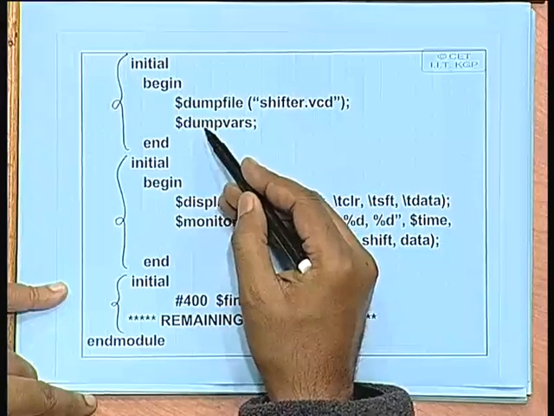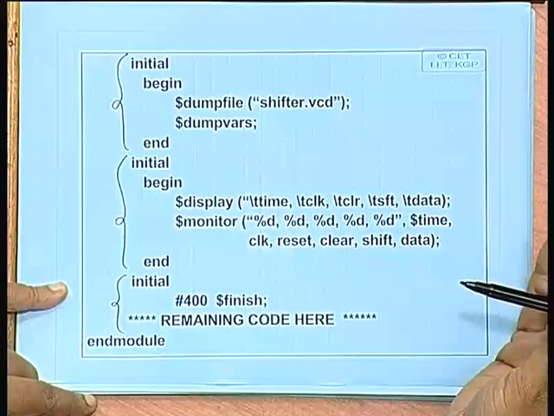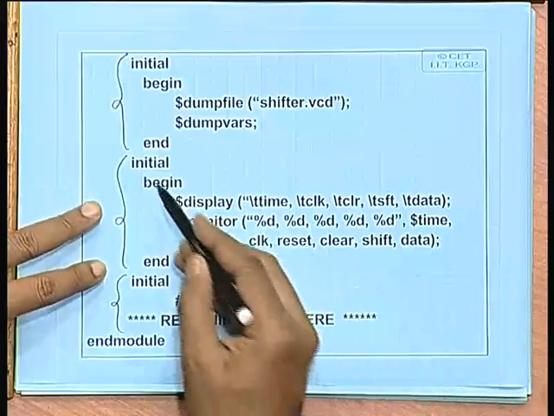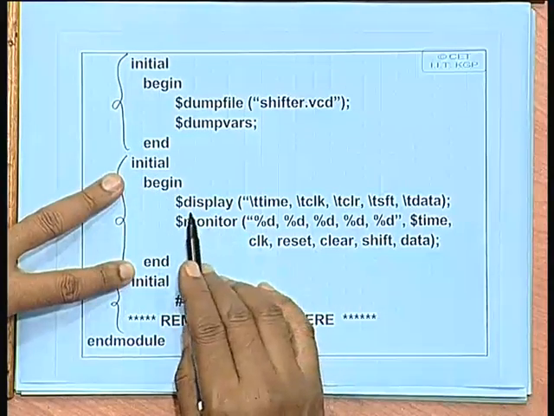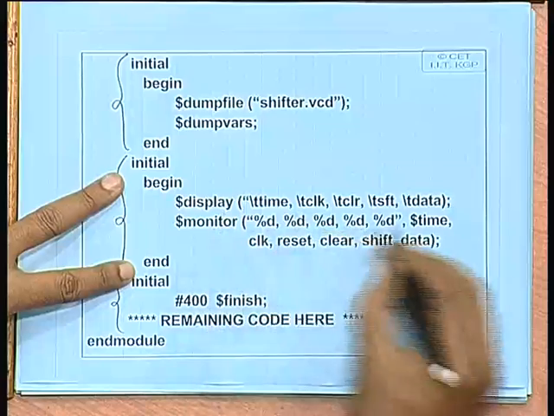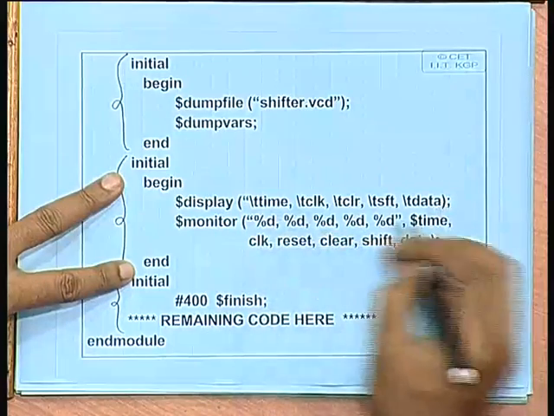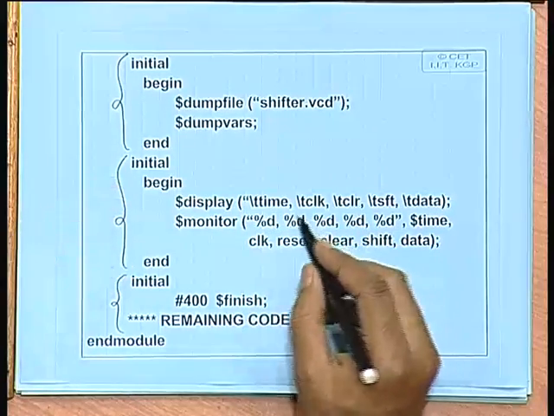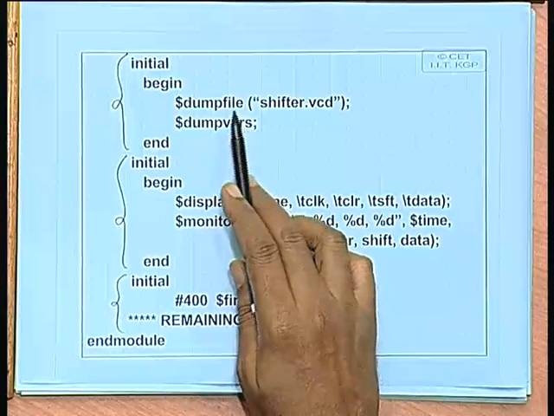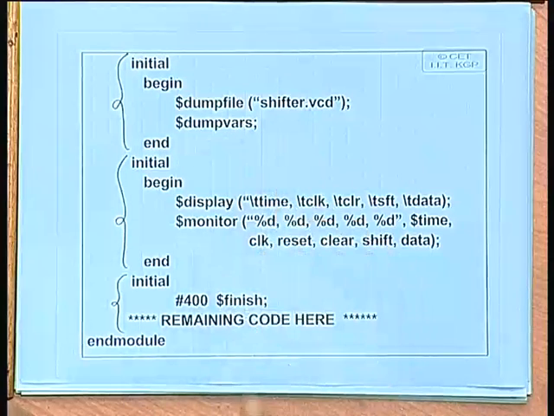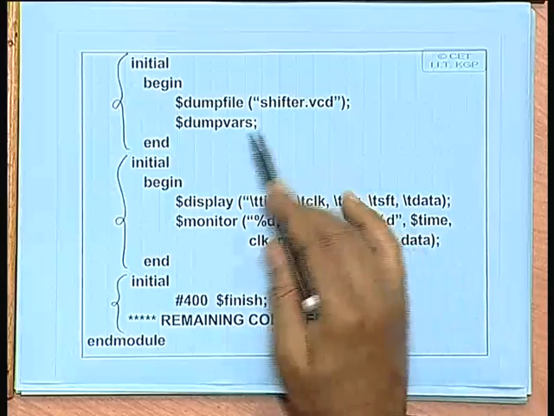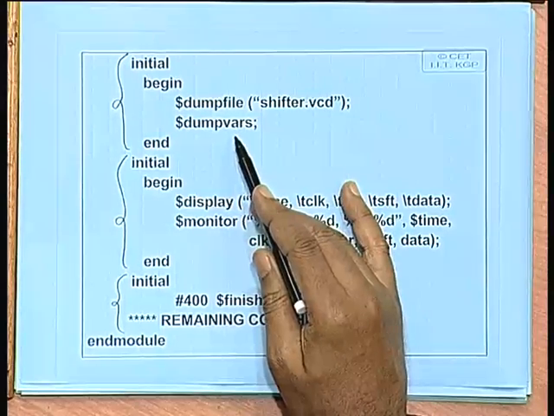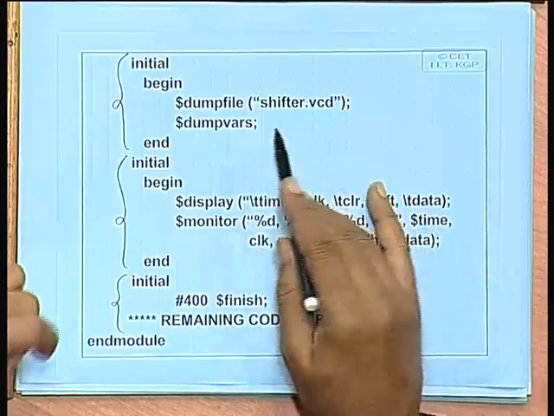But if you do not give this command, the dumping will not be automatic. Okay. And in the next initial block, we start with a display. See, display is like printf, I told you. Dump vars is not taking the file as an argument. It will by default take the file name specified by the previous dump file command. But if dump file is not there, this will give an error. It is just a name of a file.